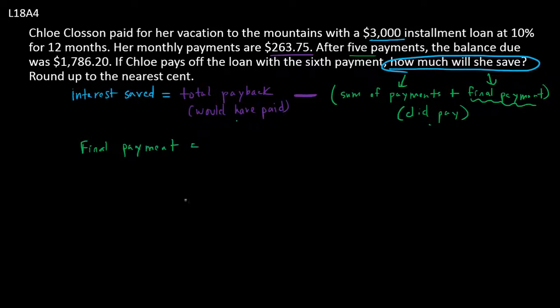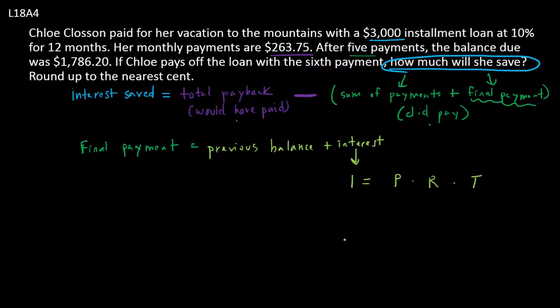Well, just like before, the final payment is going to be comprised of 2 things. It's going to be the previous balance, and then we'll add in whatever interest has accrued on that balance since the last time interest was calculated. So interest, again, this is going to be simple interest. We'll still use our I equals P times R times T. Let's see if we can fill in what we know.